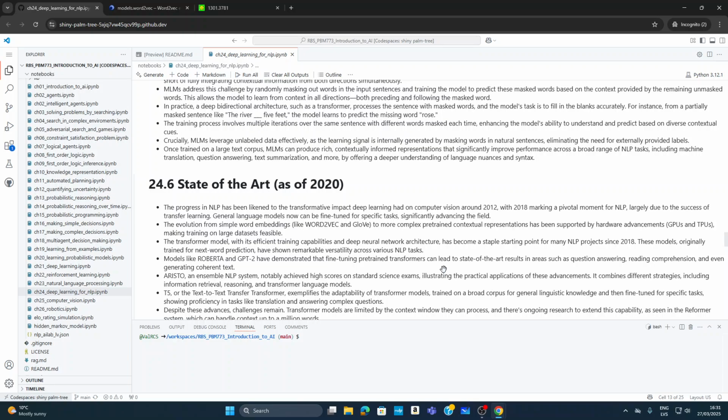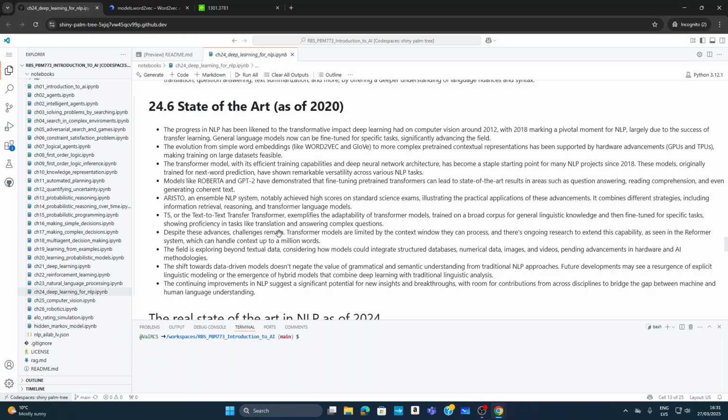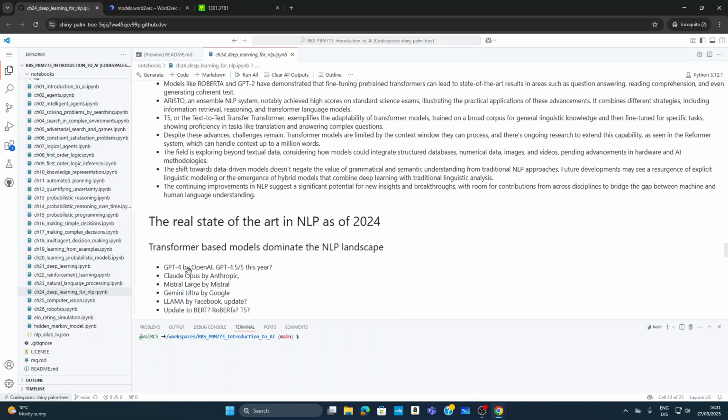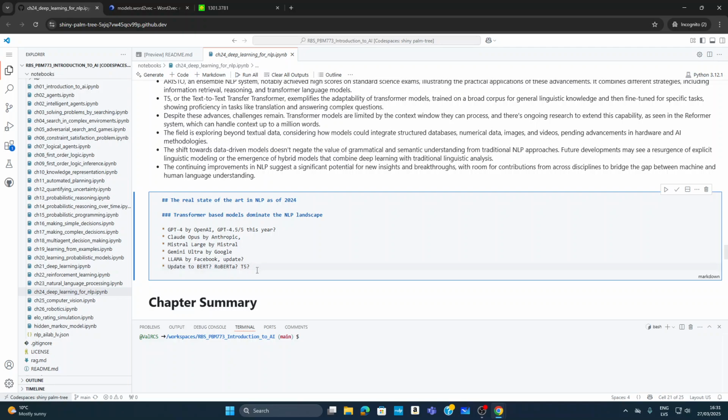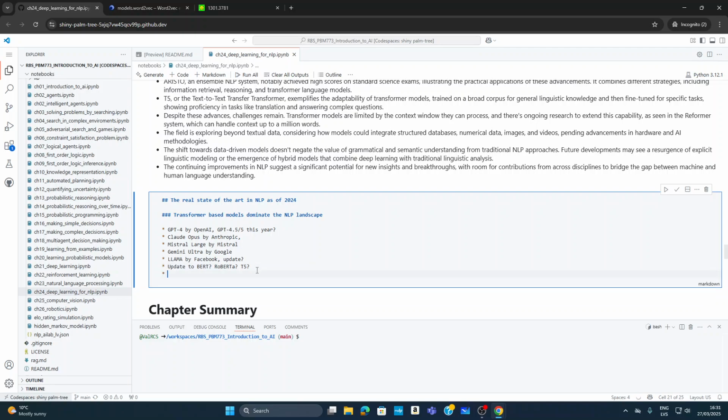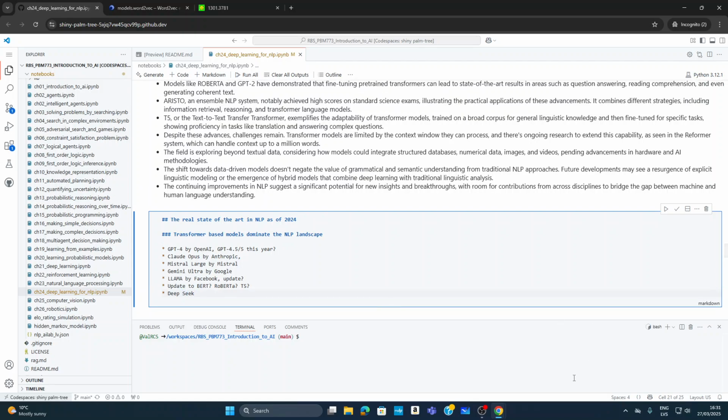But it was not very useful yet, because it was just weak hardware and also not enough data, right? So the field of NLP, of course, we have GPT-4, GPT-4.5, all of these. And DeepSeek, of course. What's the big hotness right now? DeepSeek, right? Let me add this.